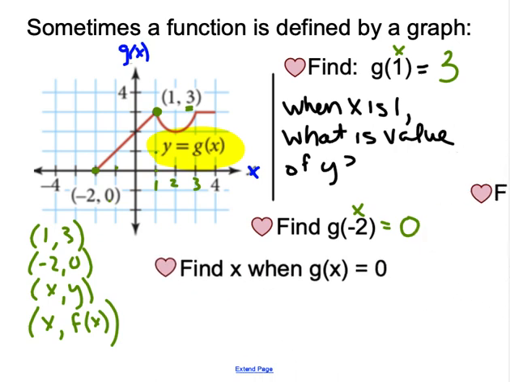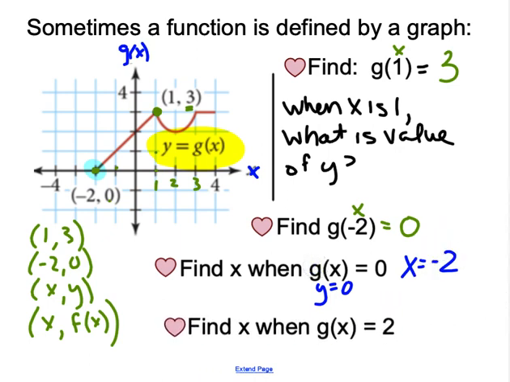You might also be asked to find x when g of x equals 0. Well, this is saying, what are the zeros? When g of x is 0, remember you could also think of that as, what is x when y equals 0? So I'm going to look at my graph. Well, on the red graph, when y equals 0, we're right there. That's really the only place it's happening. So looks to me like x equals -2.